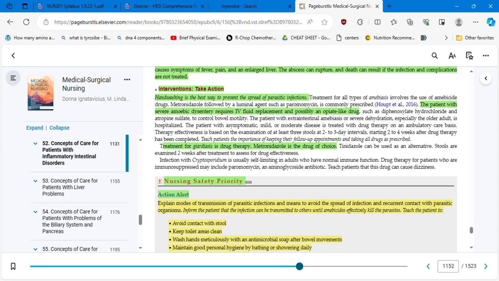Treatment for giardiasis is drug therapy. Metronidazole is the drug of choice. I mentioned before, don't get overwhelmed with the amount of drugs that they are using for different conditions. Try to focus on the ones that are most commonly used, okay? In this case, metronidazole is used for a bunch of disorders in the gastrointestinal tract.